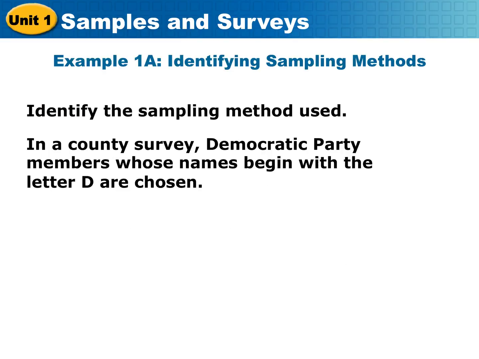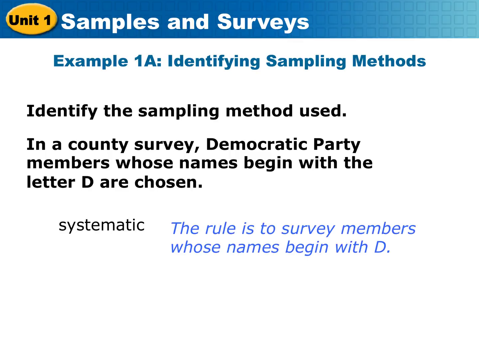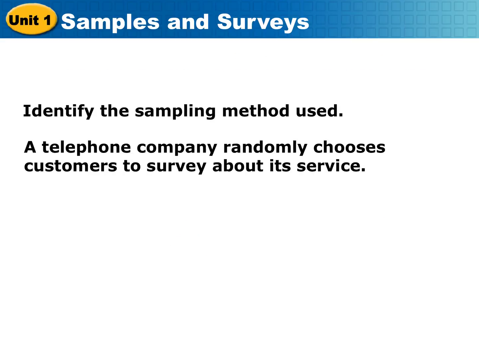Example 1, identify the sampling method used. In a county survey, Democratic Party members whose names begin with the letter D are chosen. Systematic. The rule is to survey members whose names begin with D. So we're following a system.